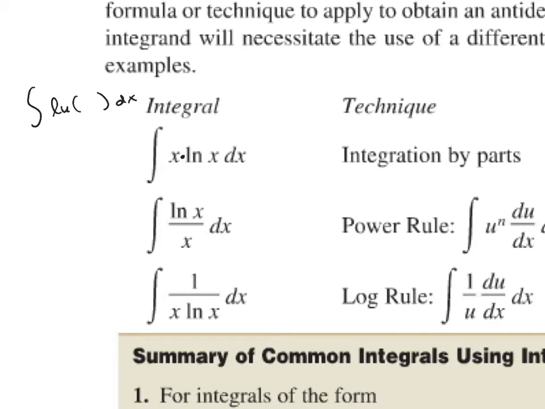This first one is a product. Because it's a product, again, it's x times natural log of x. Notice both the x and the natural log of x are in the exponent. This one you would use integration by parts.